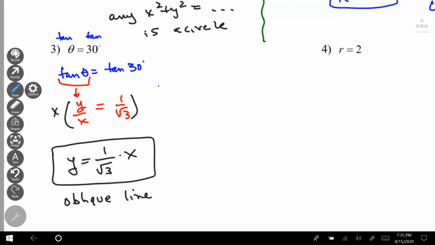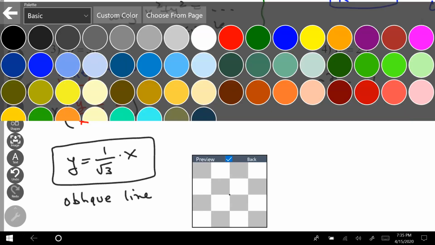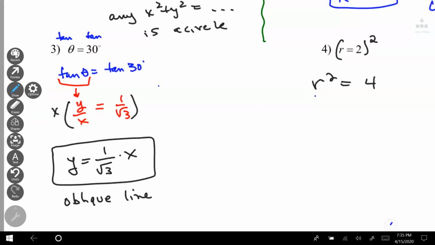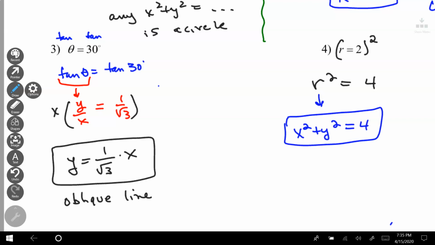Actually, this next example is pretty darn easy. I like having r squared, and I could just square both sides, and I get r squared is equal to 4. I have a nice, easy substitution for r squared. R squared is just x squared plus y squared is equal to 4. And again, anytime you have x squared plus y squared, this is a circle.